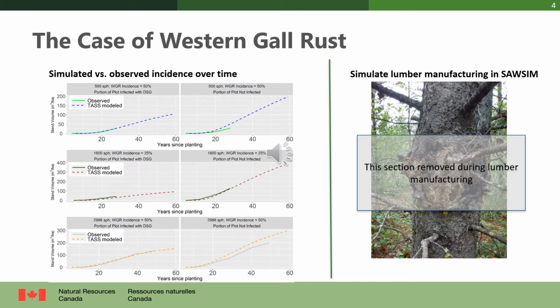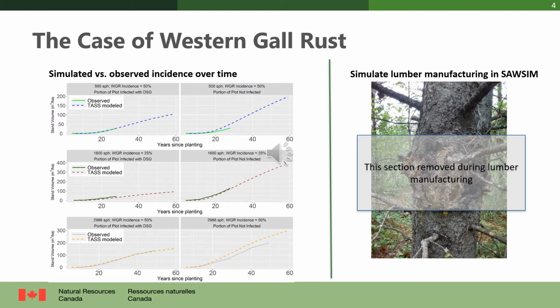Focusing for the moment on Western gall rust, what is shown here on the figure on the left are some of the initial tests of the rust module. The figure shows a comparison of observed and task-predicted volumes for infected and uninfected components of plots that were used in model development. For example, the top two panels show observed and predicted volumes for one stand that was planted at 500 stems per hectare and had a roughly 50% gall rust incidence rate at age 15.